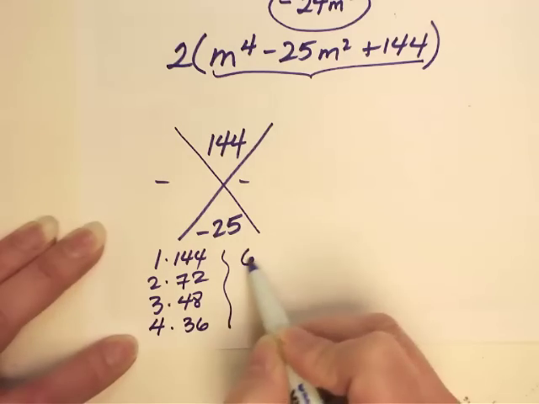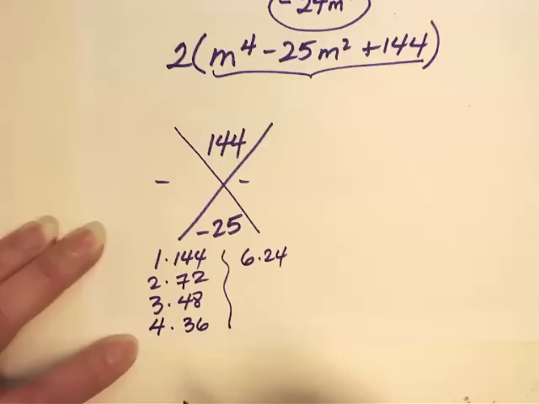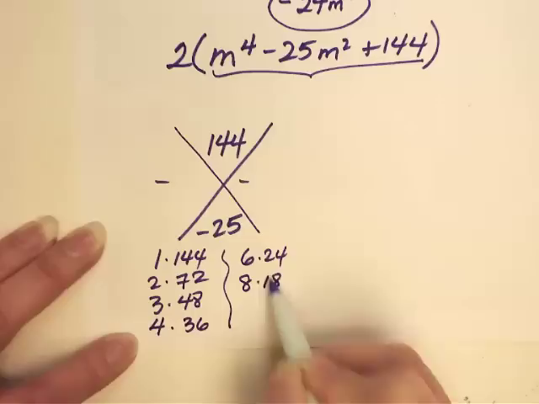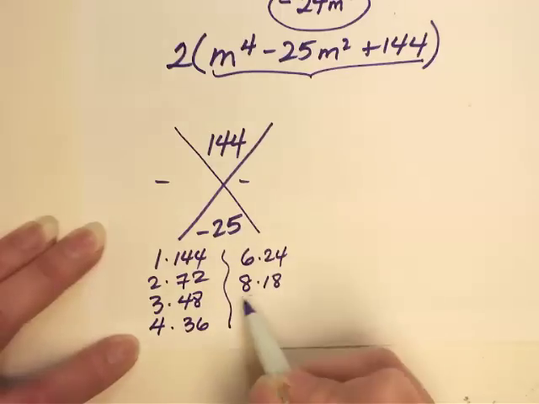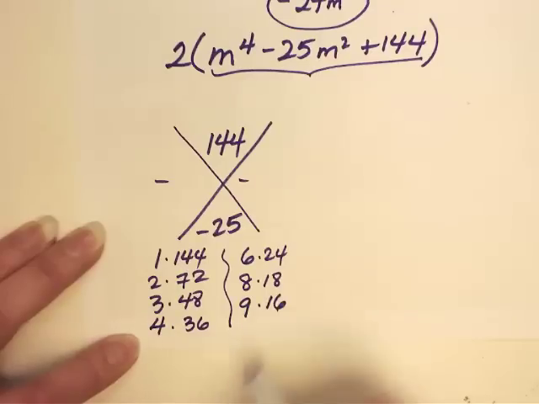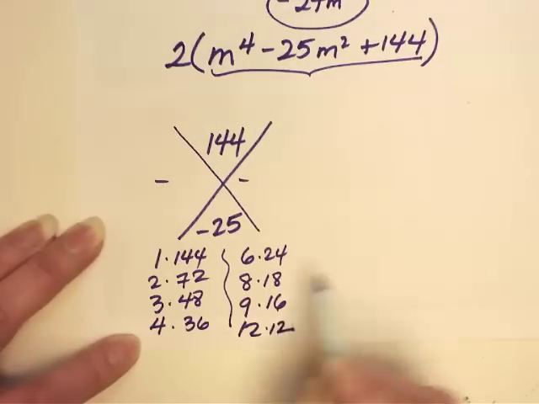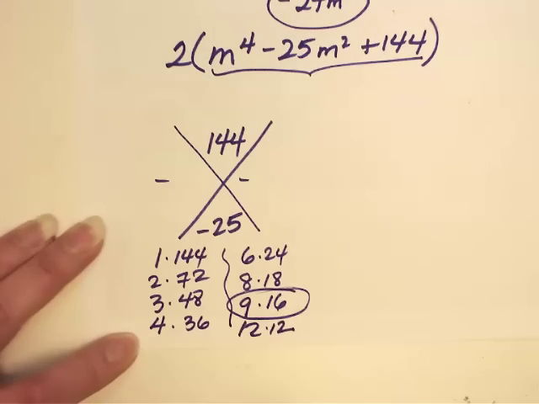How about 6 times 24? That's still too big. How about 8 times 18? Will that one work? Nope. But I'm getting really close because if these were both negatives, they would both come up to negative 26. I'd be really close. Then does 9 go in? 9 goes in 16 times. And that happens to be my 25. The last one would be 12 times 12. So the only one that happens to work is my 9 times 16.